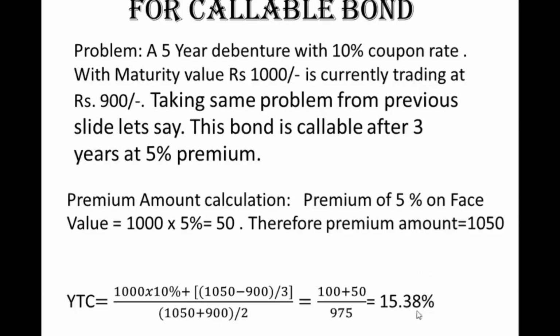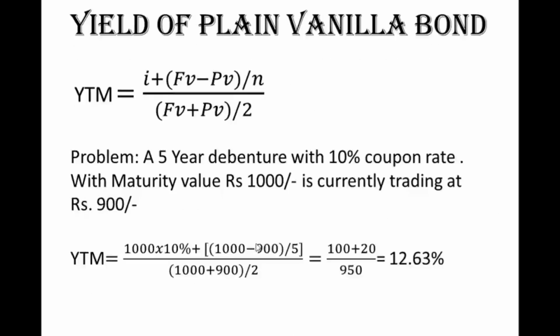Solve it further and you will get a yield to call of 15.38%. Okay, so this is your yield to call. It will become yield to call, not yield to maturity, though the formula remains the same. The formula will remain the same for the yield of a plain vanilla bond and also for the callable bond. Now let us see if it remains the same for the putable bond as well or not.